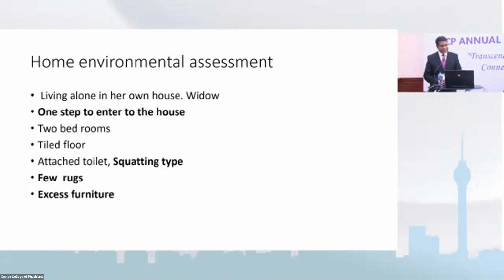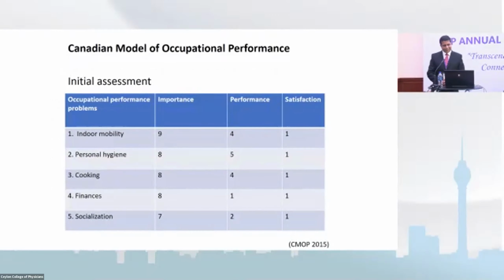So this patient is living alone in her house, and she is a widow, and her daughter is actually helping, and the daughter and grandchildren are around. There is one step to enter the house, and 2 bedrooms, and she had a tile floor. There is an attached toilet in the house, but a squatting type toilet, and a few rugs and excessive furniture. So these are the things detected by the occupational therapist. And these are the scales they use for their assessment.